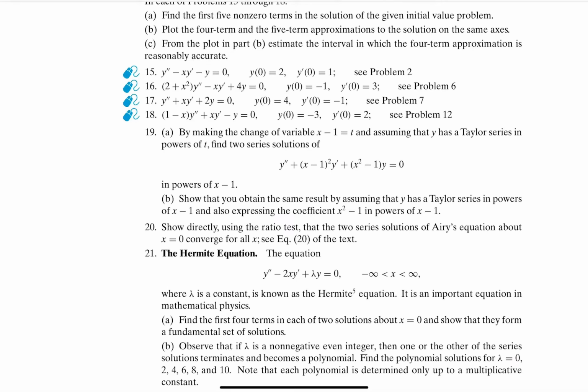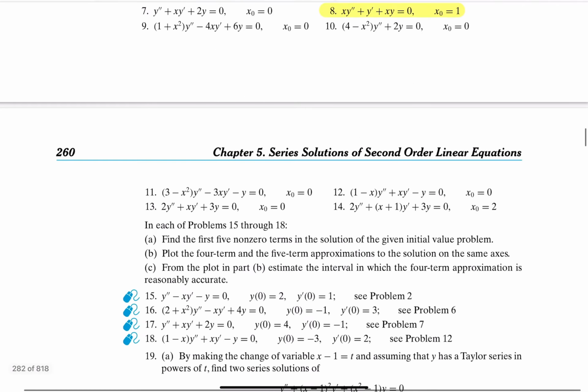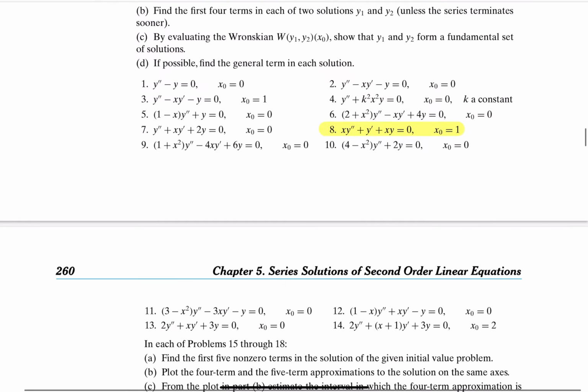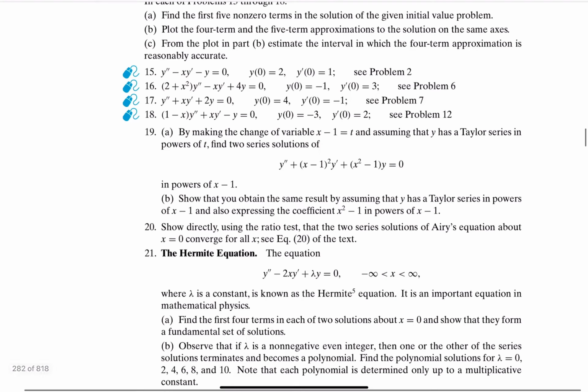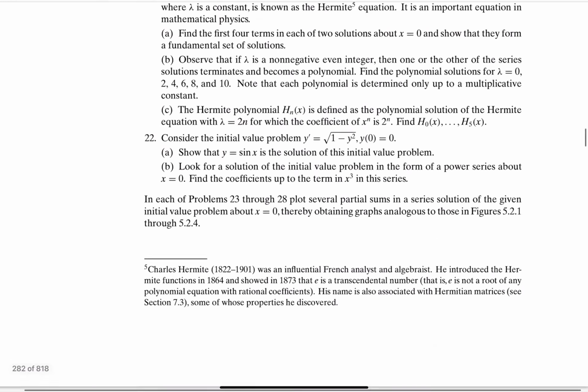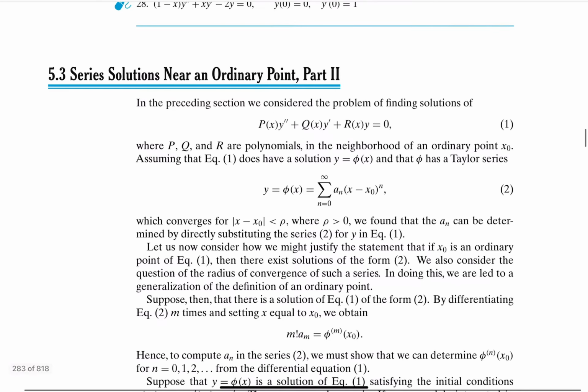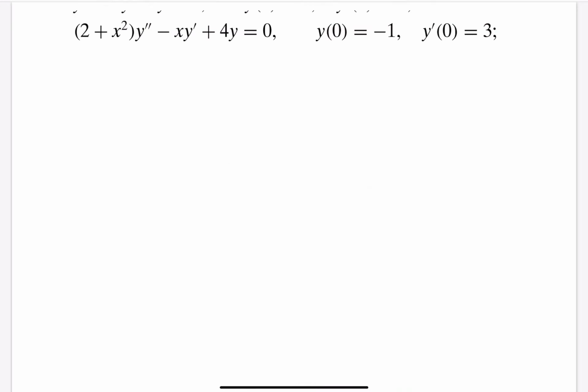This is 5.2. We stopped at 5.2 last time. The last problem we did was question number 8. Let's try to do one of them where we have the initial value. Let's try to do question number 16. We have an initial value. I will show you, and then next we can go to chapter 5.3. That's the next one. Let's try to do one example here.